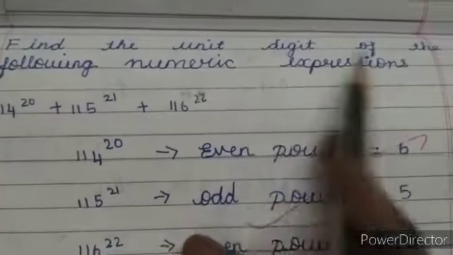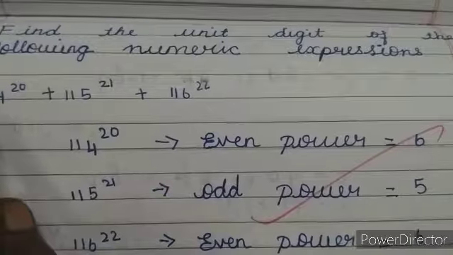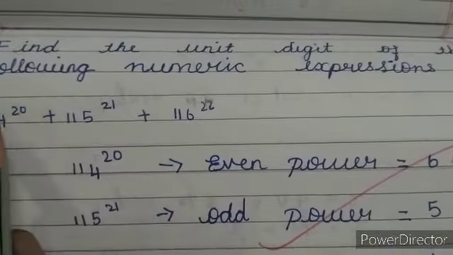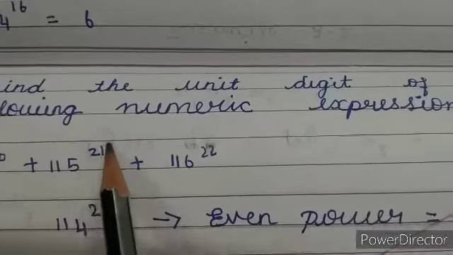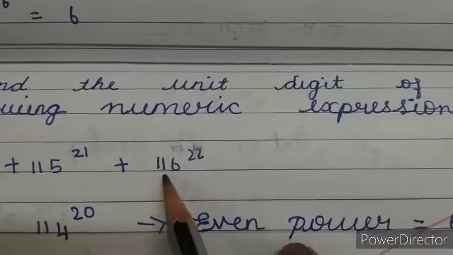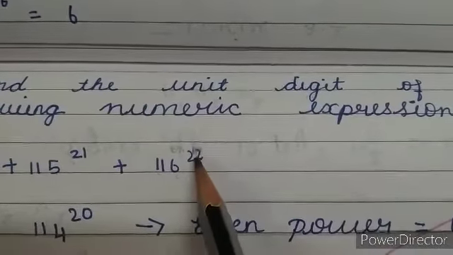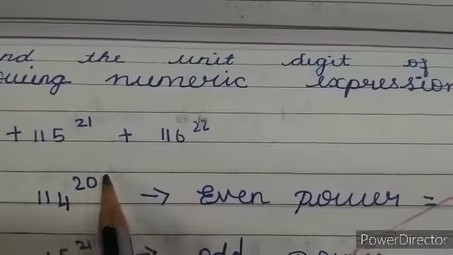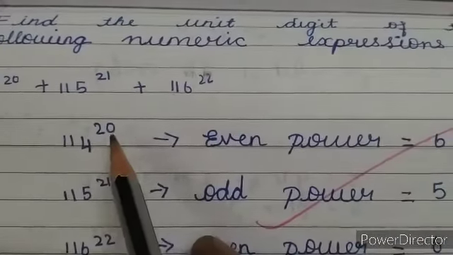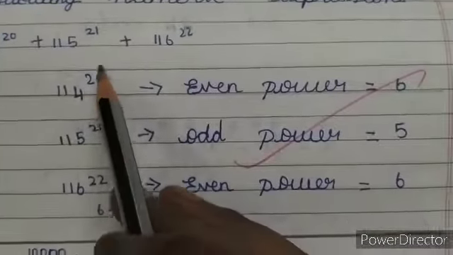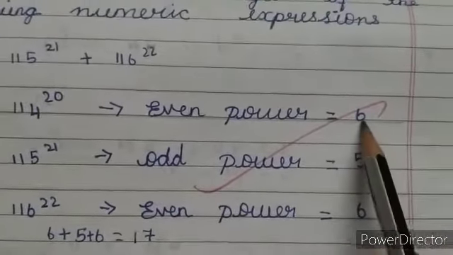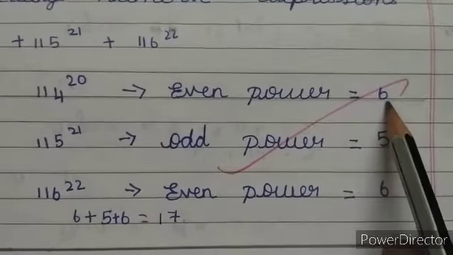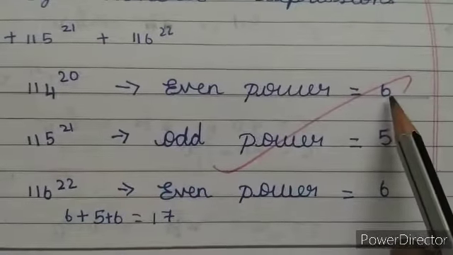Find the unit digit of the following number, which is given as 114 as a base and the power is 20, plus 115 and the power is 21, plus 116 and the power is 22. Now check the first one whether it is an even or odd power. 20 is an even number, so it is an even power. Sure, it ends with 6. The unit place of the answer will be 6.